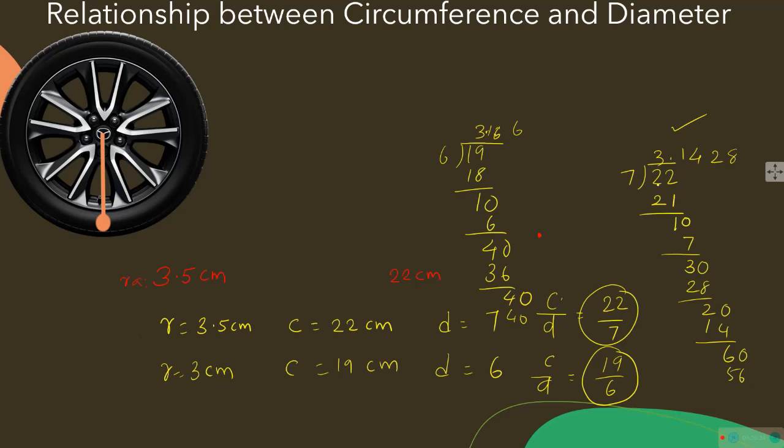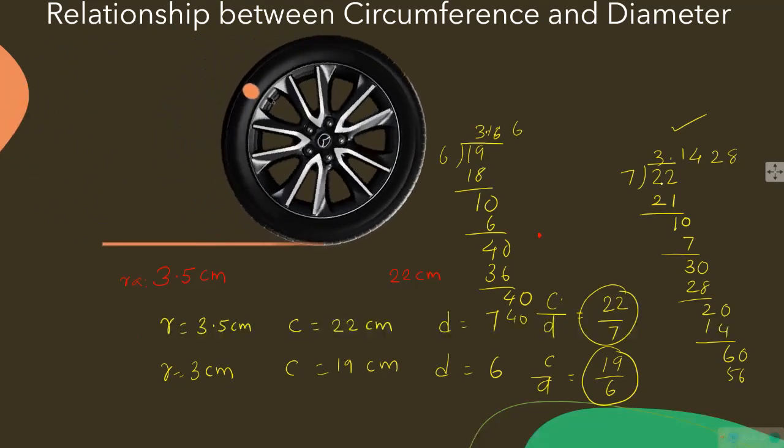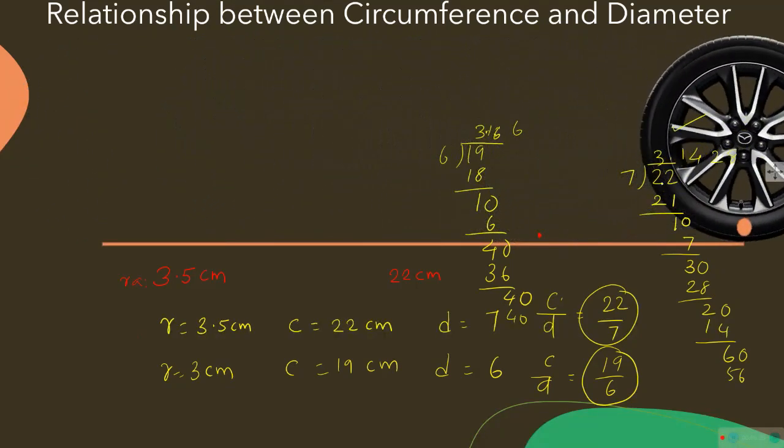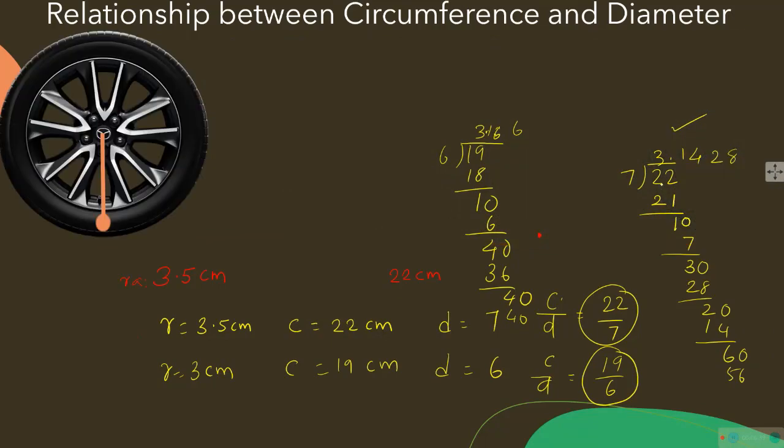So the final conclusion after doing the experiment is that whenever one circle is over, one spin is done, the circumference will be connected with the diameter and the ratio will be 22 upon 7 or 3.14. This is what I wish to tell you.